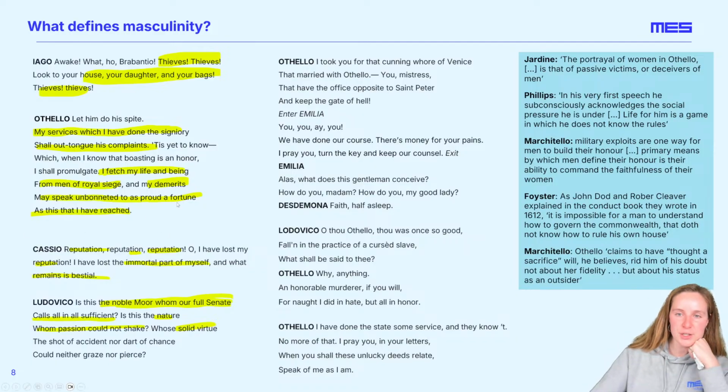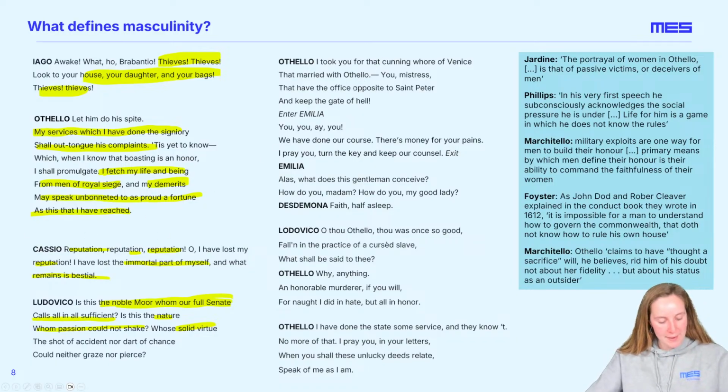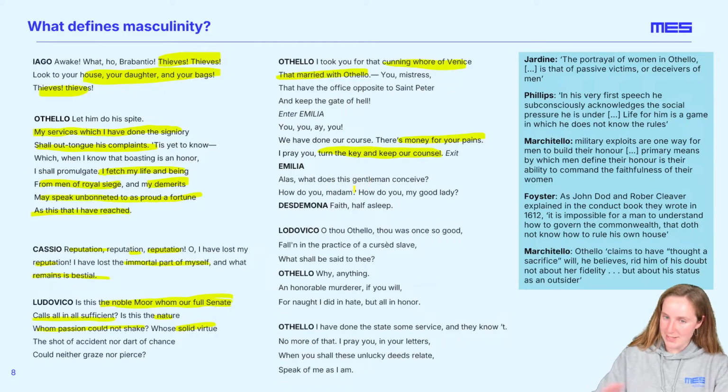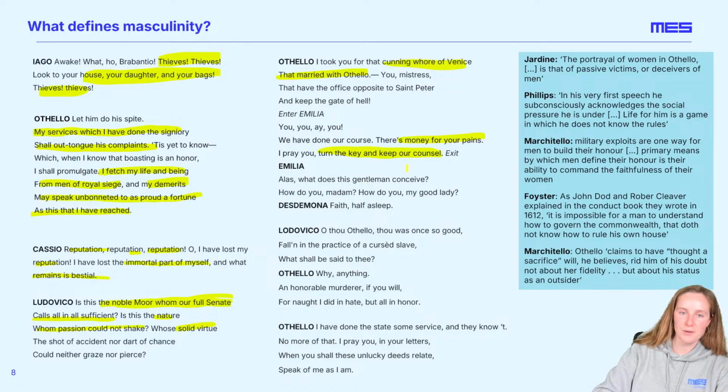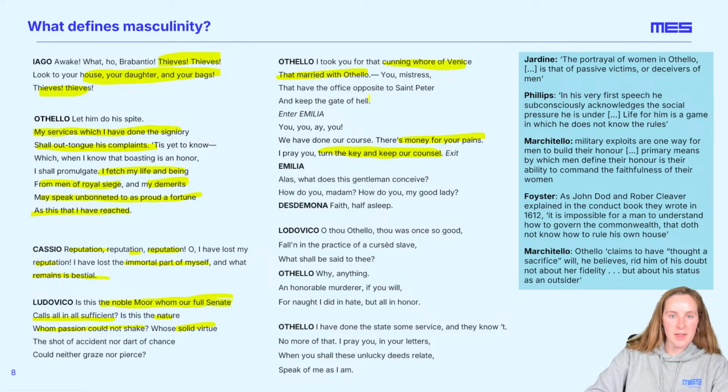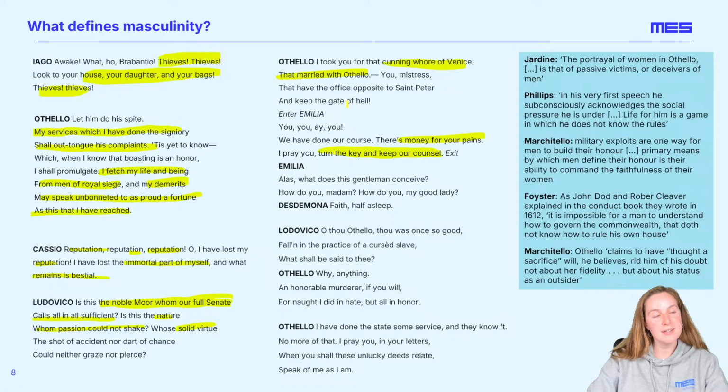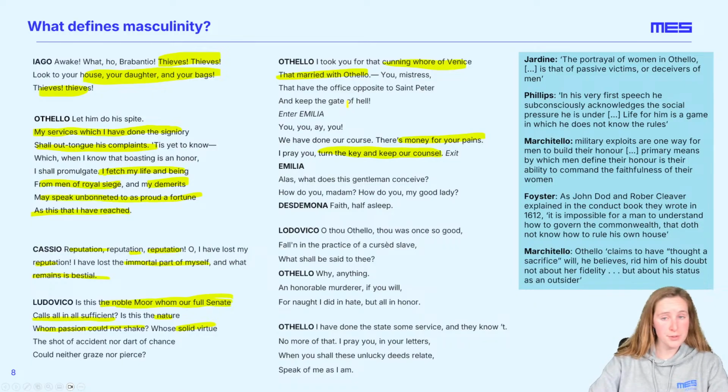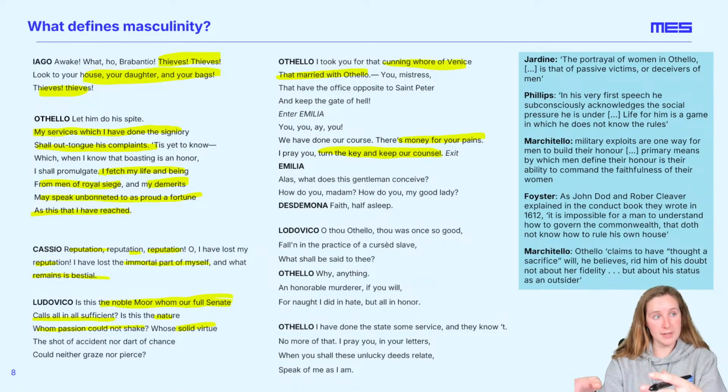Then Othello says, I took you for that cunning whore of Venice that married with Othello. You, mistress, that have the office opposite to Saint Peter and keep the gate of hell. Ay, you, you, you! We have done our course, here's money for your pains. I pray you, turn the key and keep our counsel. What does this gentleman conceive? How do you, madam? How do you, my good lady? Faith, half asleep. This is the idea that Othello is saying, I thought you were that sex worker or prostitute who Othello is married to.